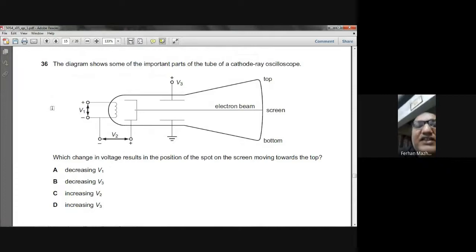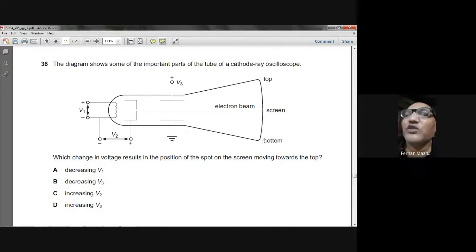You see, in the CRO, we have here, these are called Y plates. Here, a beam of electrons is traveling towards the screen, and the beam of electrons is negatively charged. If this upper plate becomes positive, what will happen? This beam of electrons will be attracted towards it. So on the screen, the beam of electrons will move upward. If the lower plate becomes positive, then the beam of electrons will be deflected downward, and on the screen they will move towards the bottom.